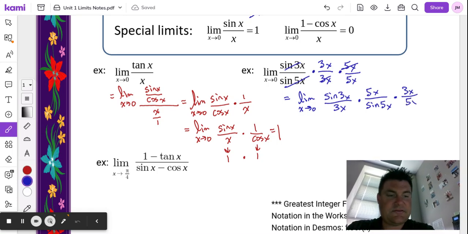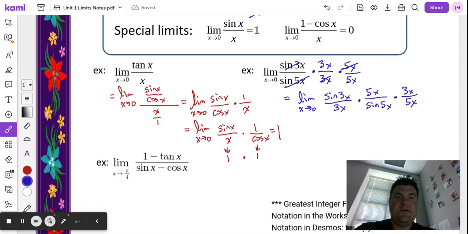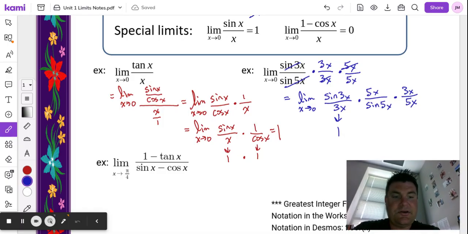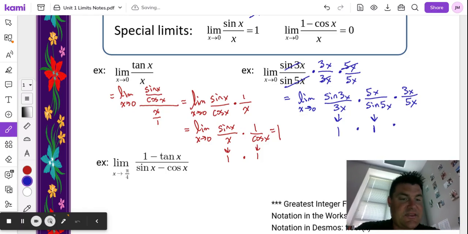3x over 5x. So now I have a couple special limits here. I have this sine 3x over 3x, which is 1, and 5x over sine 5x, which is also 1, because the argument matches the numerator. And really, 3x over 5x, those x's cancel out, and I'm left with 3/5. So this final answer would be 3/5. There we go.